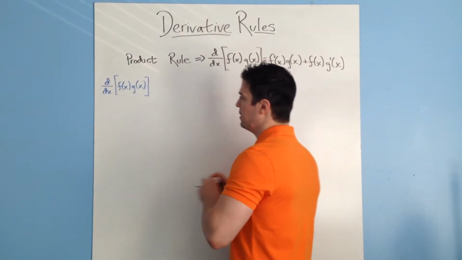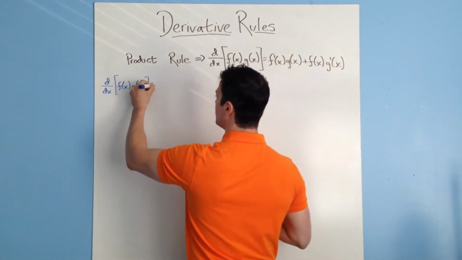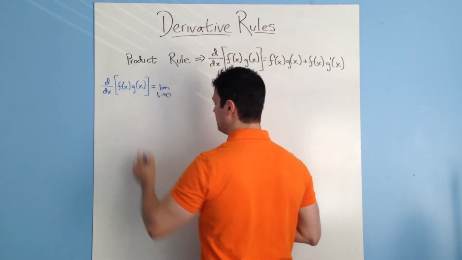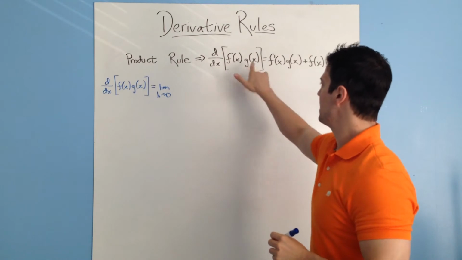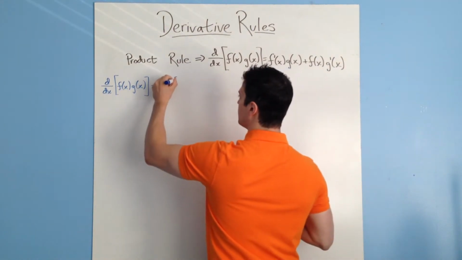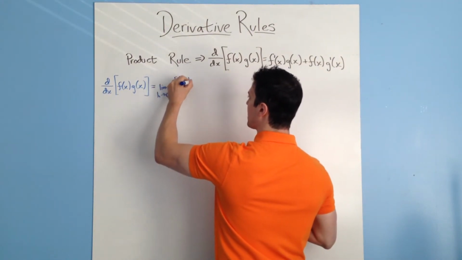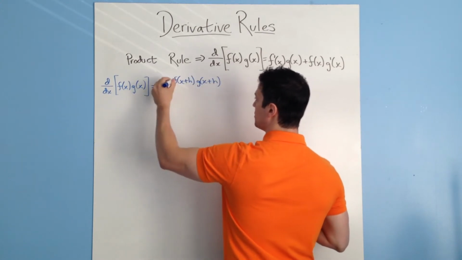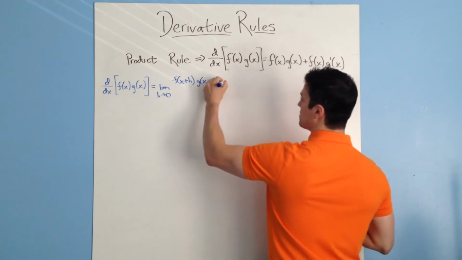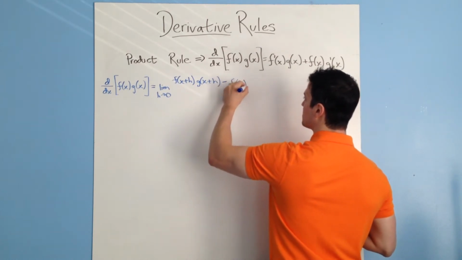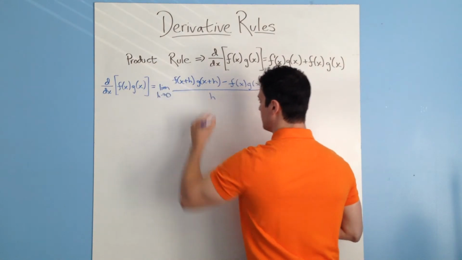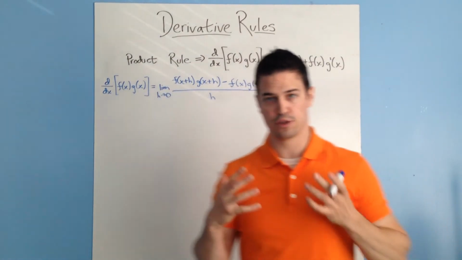So the first thing I'm going to do is fill in our definition of what a derivative is. So we have f of x times g of x. We need to instead write f of x plus h times g of x plus h minus our f of x times g of x all over h. And this just follows our definition of what a derivative is.